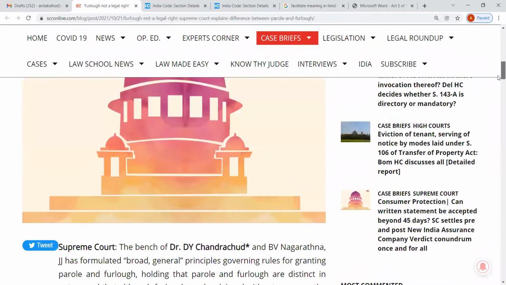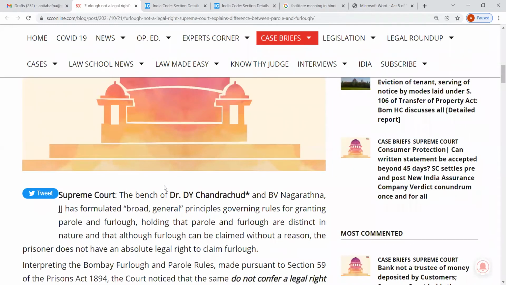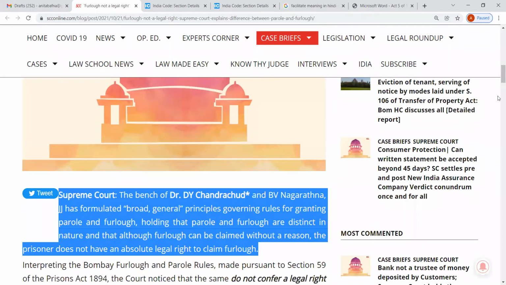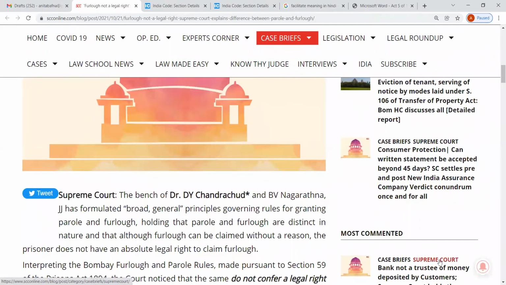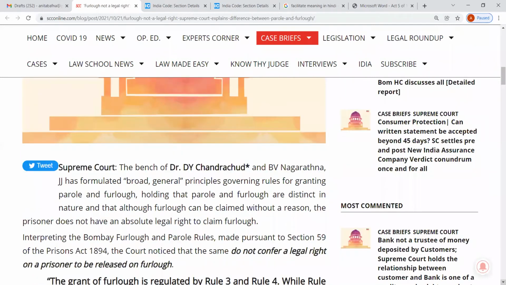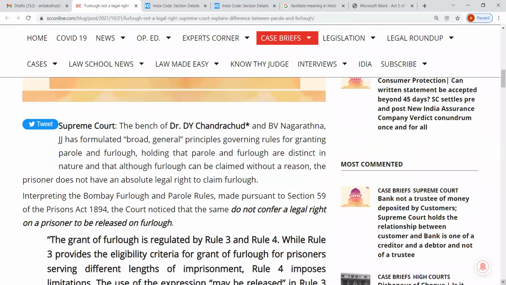Now I'll ask Sayantika to read. Sayantika, start reading from here. The bench of Justice Dr. D.Y. Chandrachud and B.V. Nagarathna has formulated broad general principles governing rules for granting parole and furlough, holding that parole and furlough are distinct in nature, and although furlough can be claimed without a reason, the prisoner does not have an absolute legal right to claim furlough.